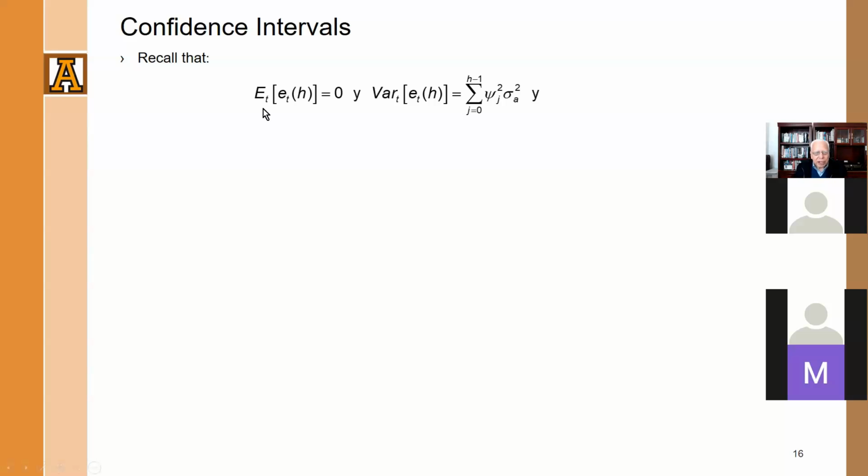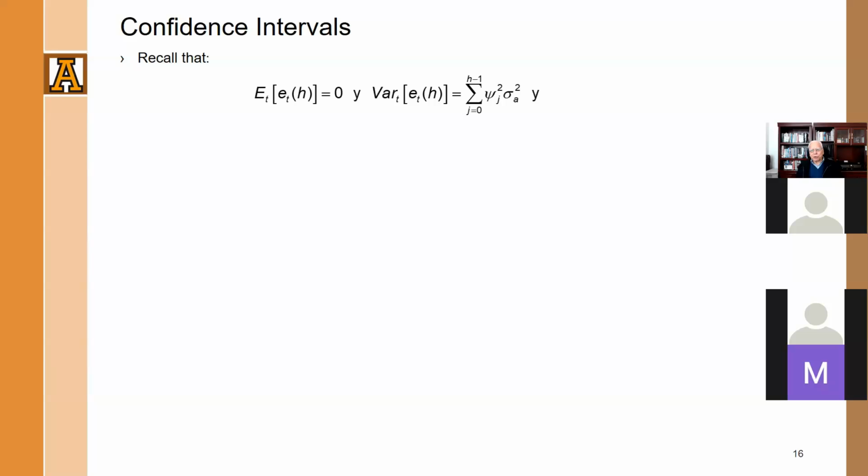The conditional expectation of the forecast error h periods ahead is 0. Okay, we've seen that already. So the variance is the expected value of these things squared, the forecast errors h periods ahead squared. And we already saw that that variance is equal to the sum from j equal to 0 to h minus 1. If we're forecasting 3 periods ahead, it will be the sum from j equal to 0 to 2 of the psi weights squared times sigma squared.